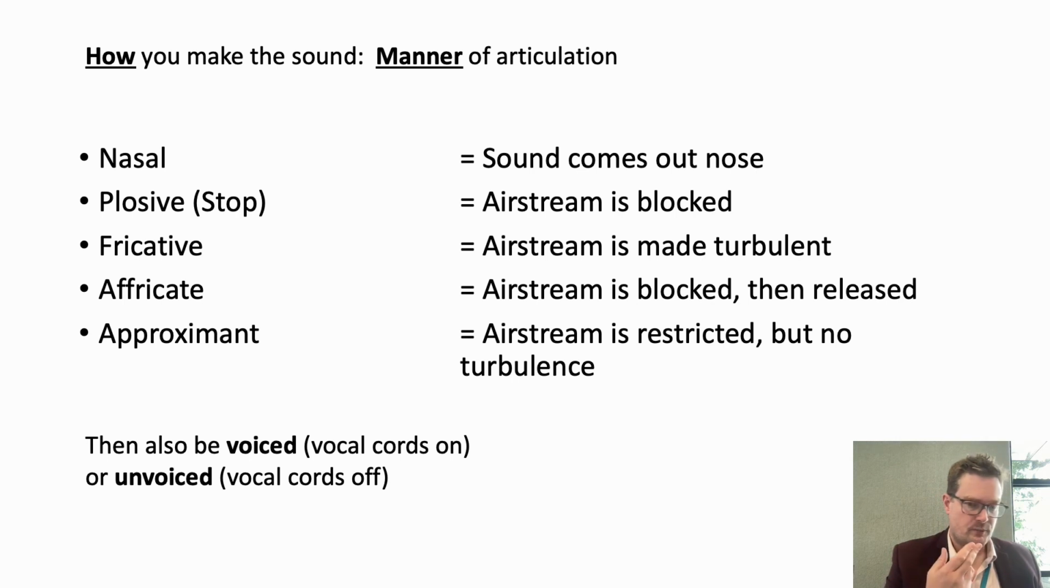So b and p, they're both made with your lips. They're both bilabial consonants, two lips together. But b is voiced and p is unvoiced. So you can hear the difference. You may have never realized, but that's what it is. Now, that's how your consonants work.